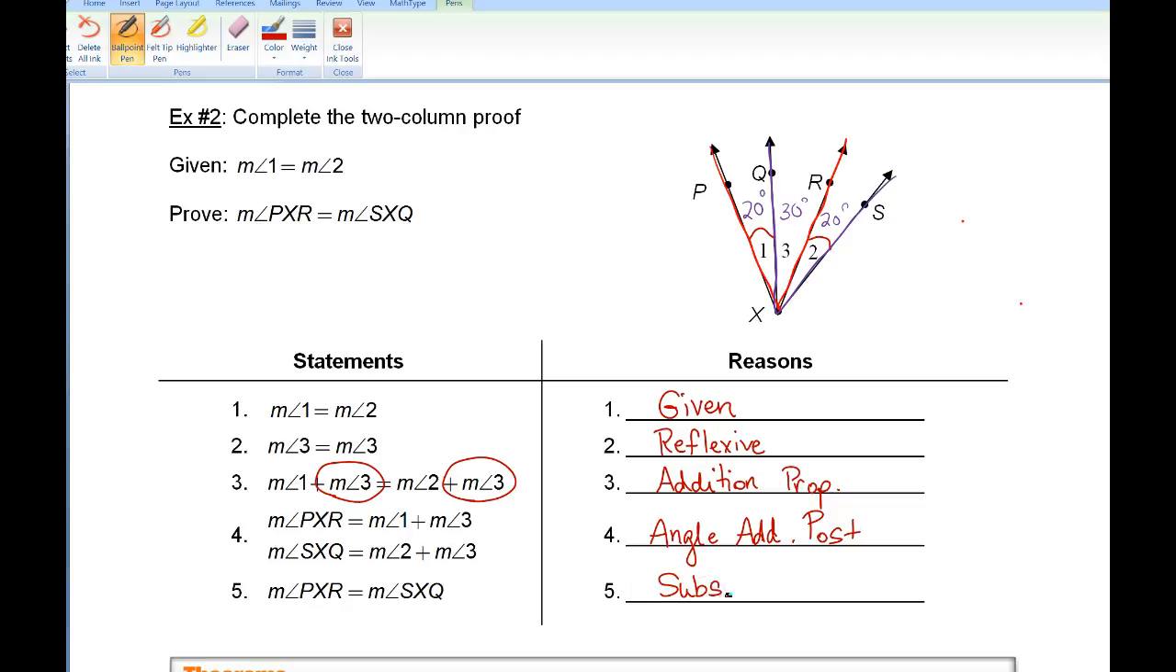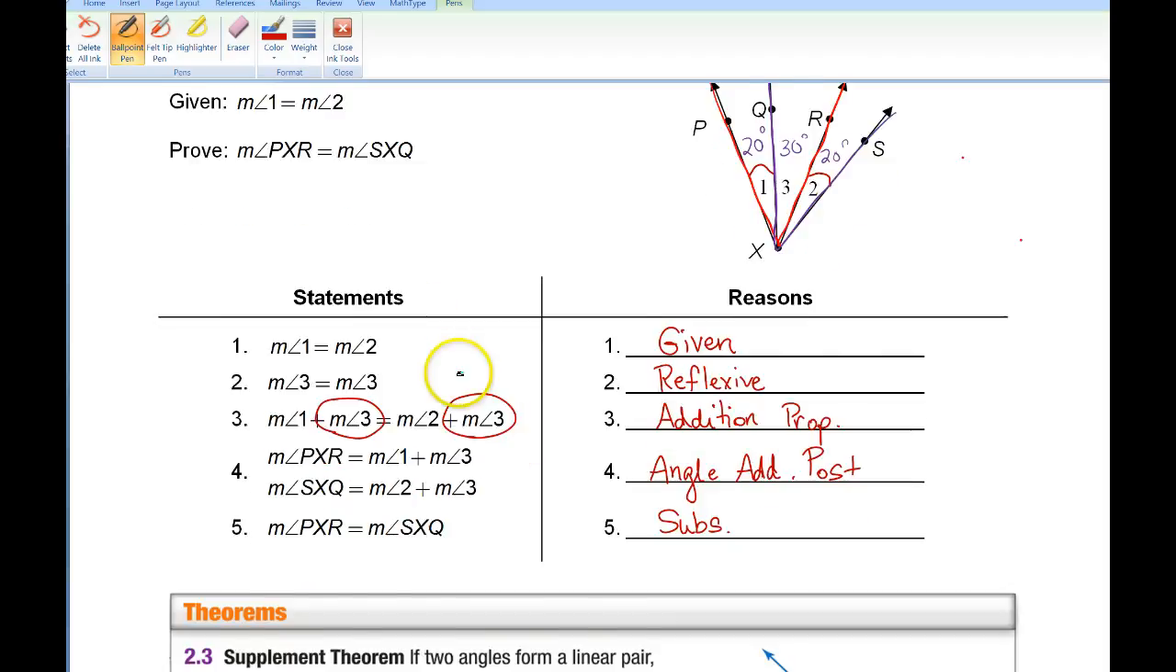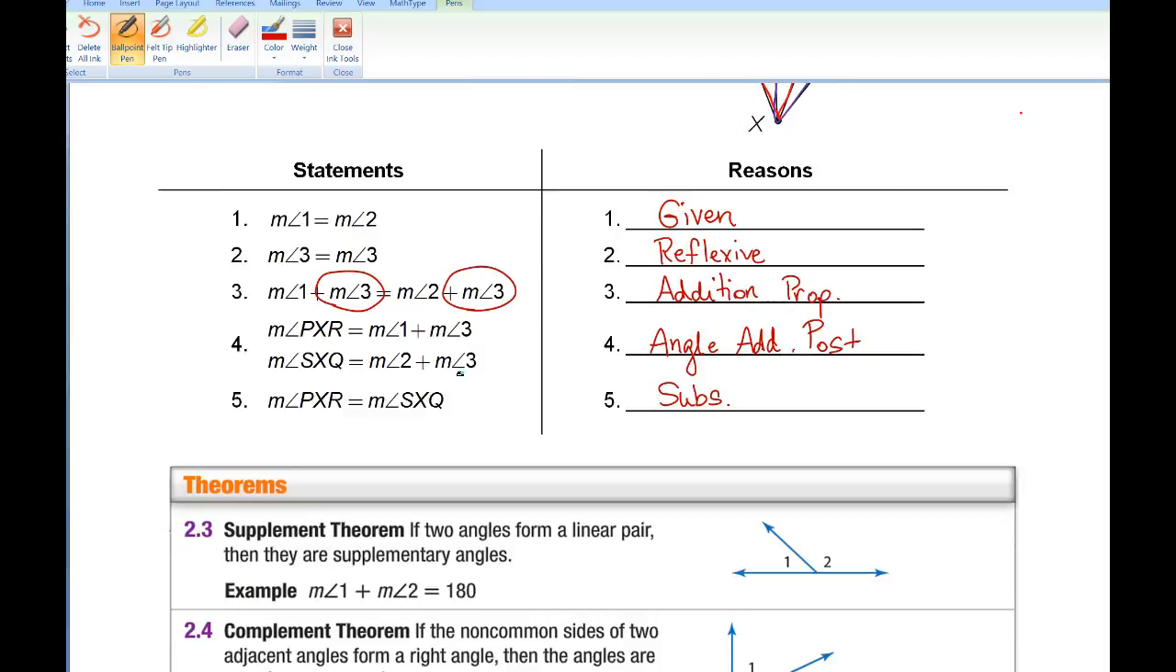Okay, questions on that proof? I always confuse the properties, so let me just clarify. The properties, like addition property of equality and subtraction property of equality, are when you are adding or subtracting something to the same side of the equation. The segment addition postulate and the angle addition postulate are when you have 2 smaller things equal to 1 big thing. That's the difference between the 2. Whereas here, the addition property is you're adding the same thing to both sides.